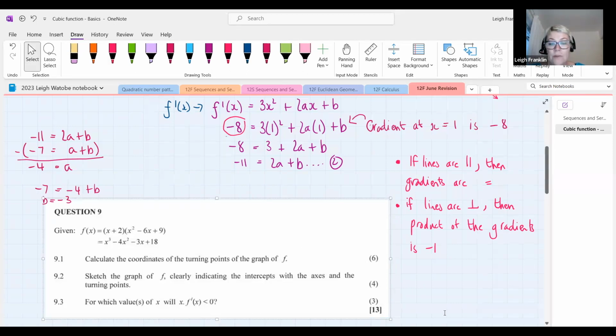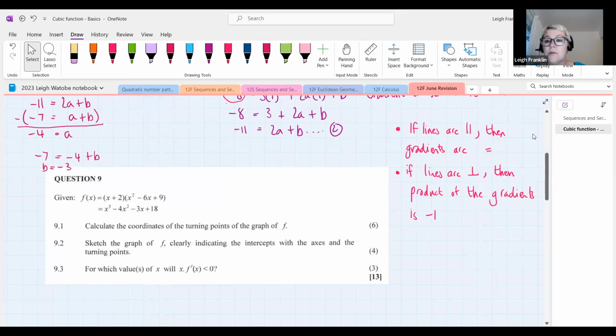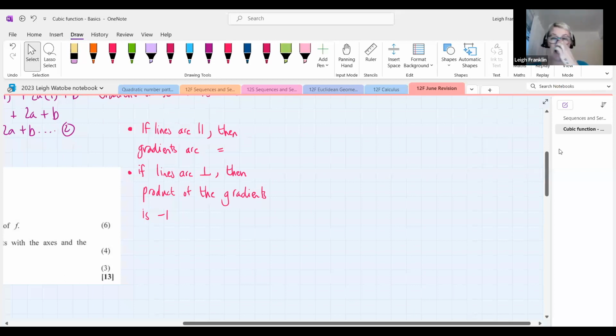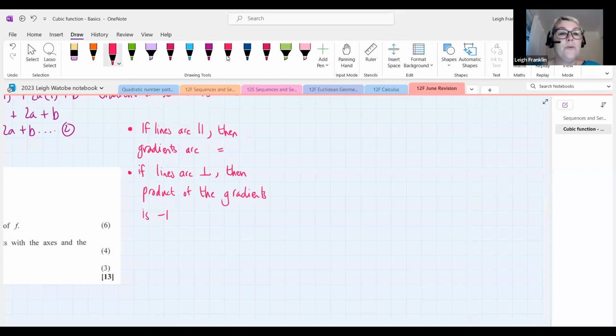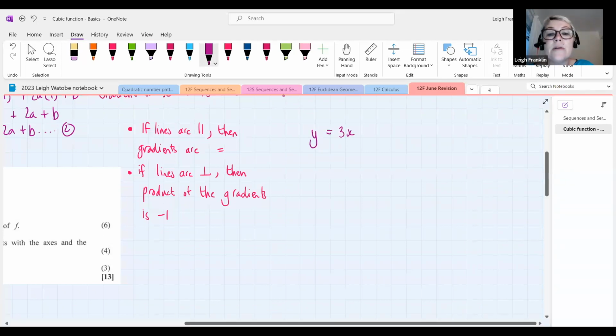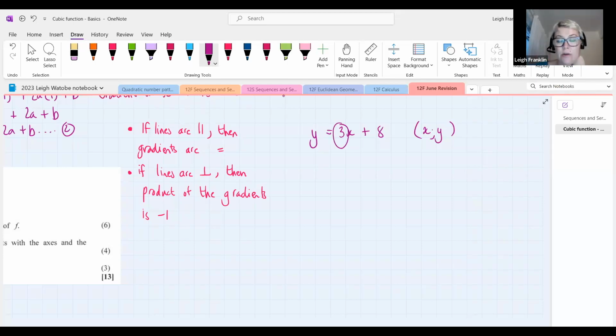So just quickly here on this side, let me just scooch over. If they say to you, determine the equation of a line parallel to y equals 3x plus 8, and then they give you the coordinates of the point that it passes through, you would then simply take that 3 and use that. So your equation would be y equals 3x plus c, and then you'd have to sub in your x and your y in order to work out your c value.